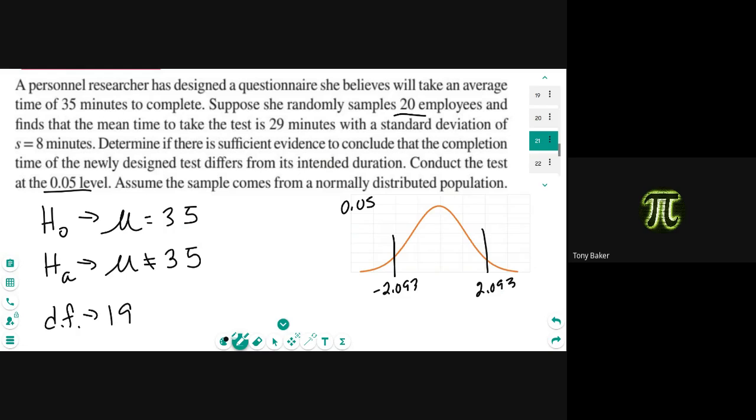Did everybody find that or no? If you didn't, tell me and I can come help you figure it out.